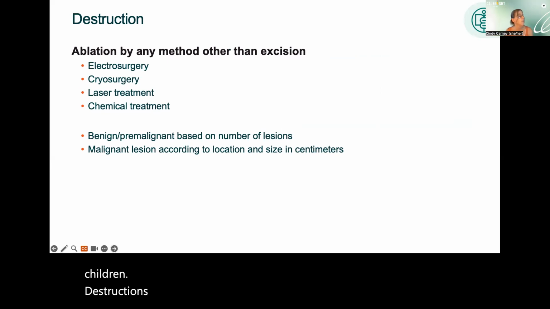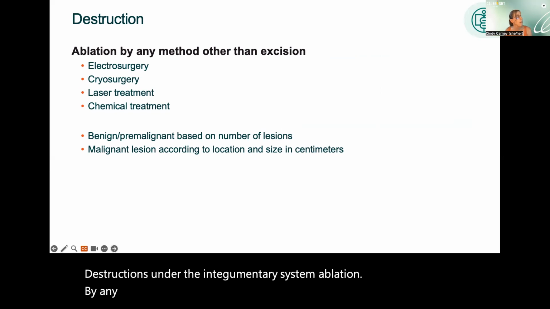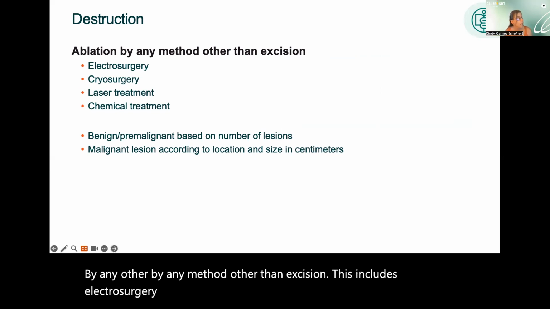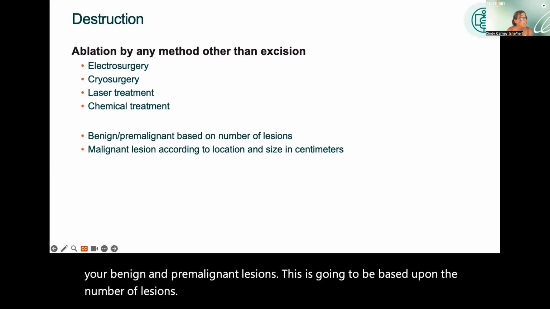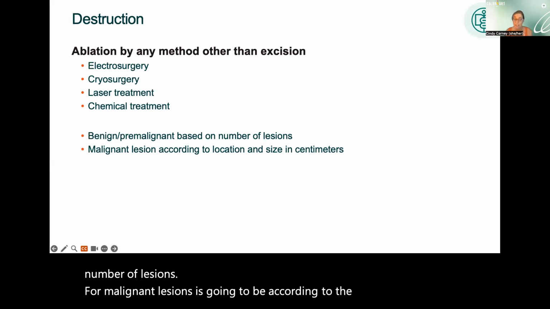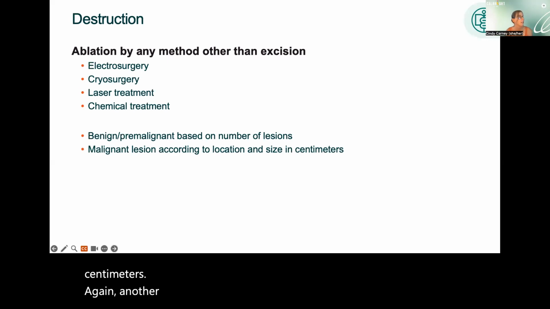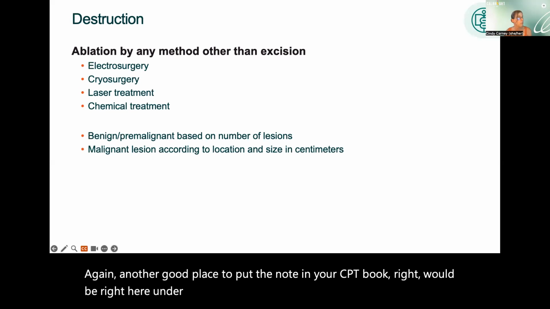Destructions under the integumentary system: ablation by any method other than excision. This includes electrosurgery, cryosurgery, laser treatment, and chemical treatment. For benign and premalignant lesions, this is based upon the number of lesions. For malignant lesions, it's according to the location and size in centimeters. Again, another good place to put a note in your CPT book, right? It would be right here under ablations for the benign and the malignant lesions.